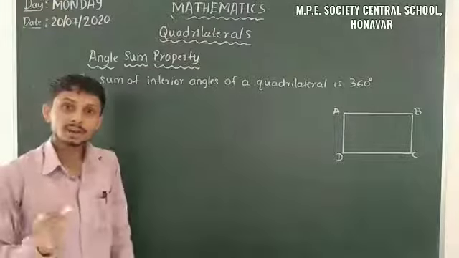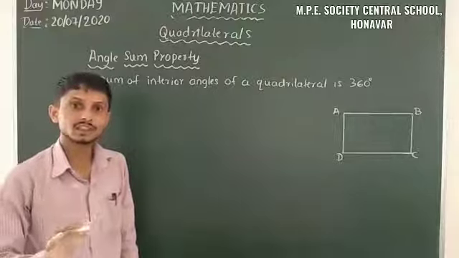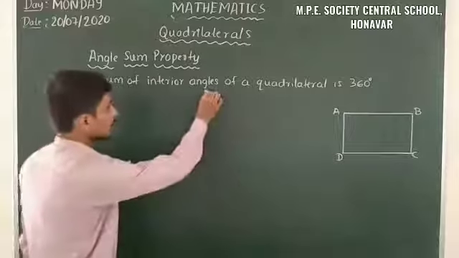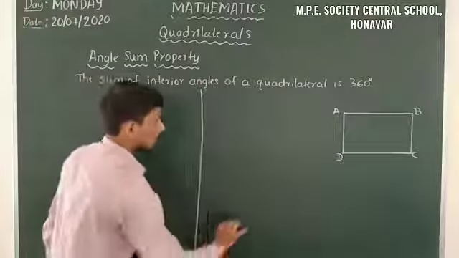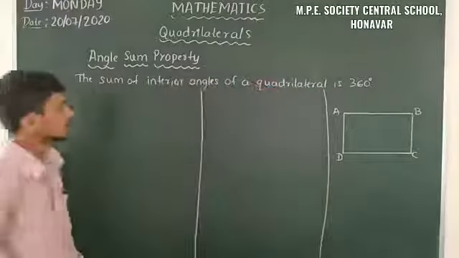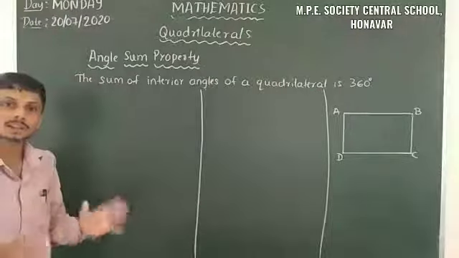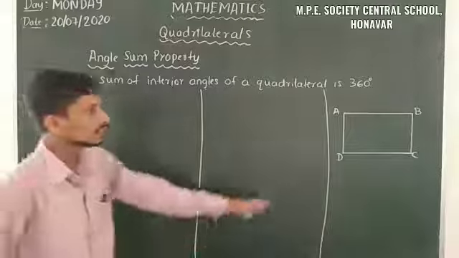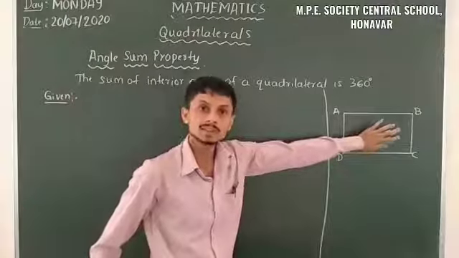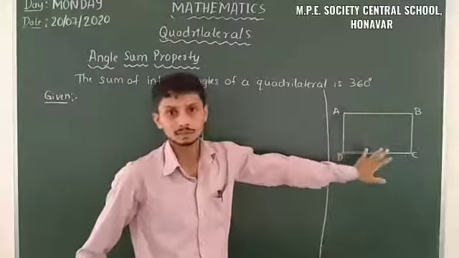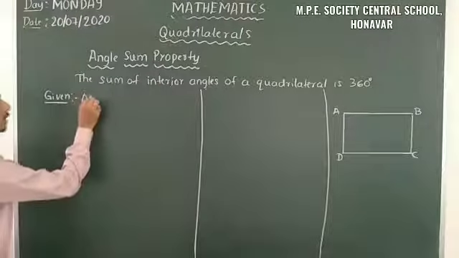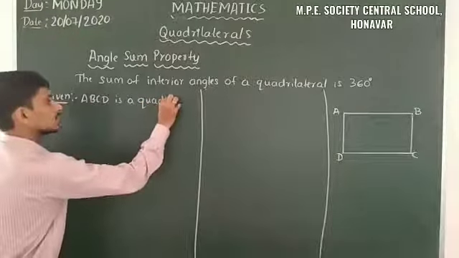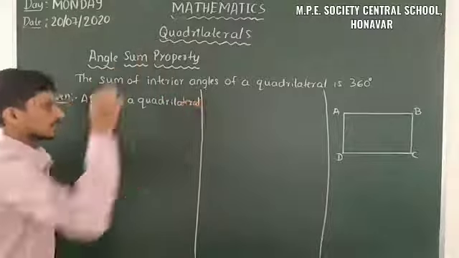Firstly we have to mention what terms we have. I will partition this blackboard here. Firstly we write what is given. What is given? ABCD is a quadrilateral, already given. So we write: ABCD is a quadrilateral.